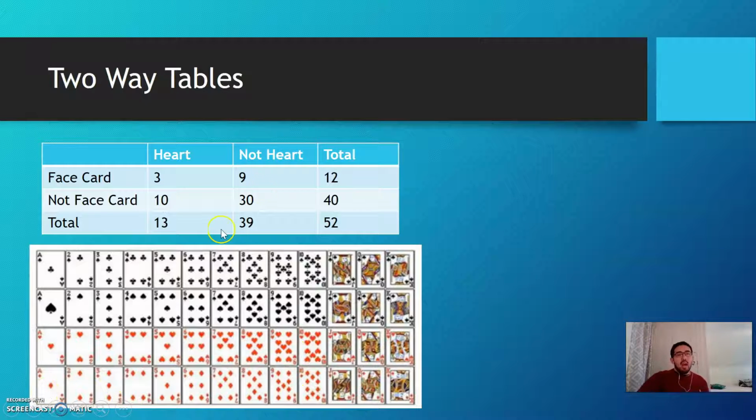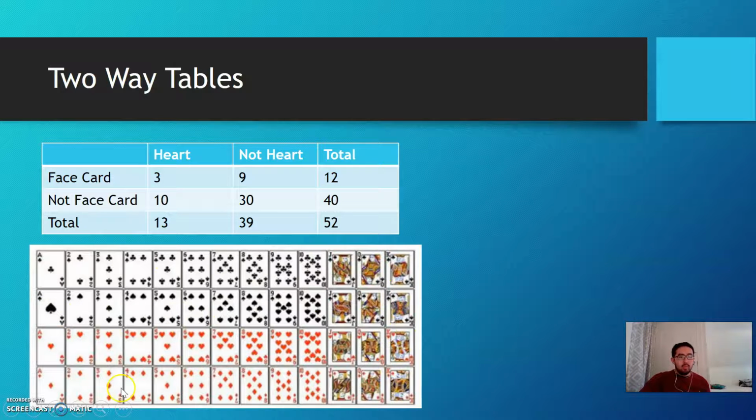And then when I add them all up, the total number of face cards is 12. The total number of not face cards is 40, 1 through 10 of every suit. The total number of hearts is 13, and the total number of non-hearts is 39.